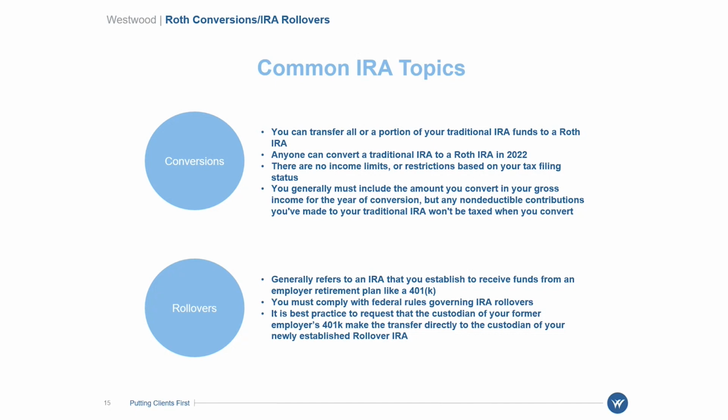But there's no limit on the number of rollovers from traditional IRAs to Roth IRAs that you can do in any given year. Now, the big picture here is that in order to avoid any missteps, it is a best practice to request that the custodian of your former employer's 401k account make the transfer directly to the custodian of your newly established rollover IRA.